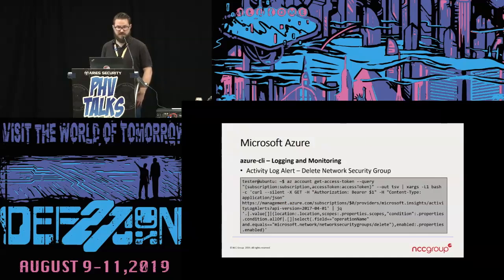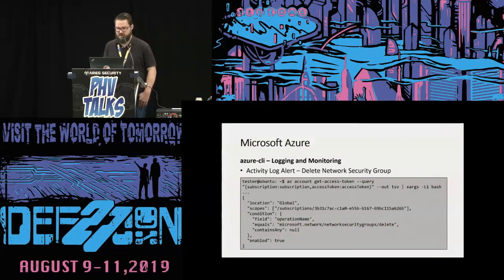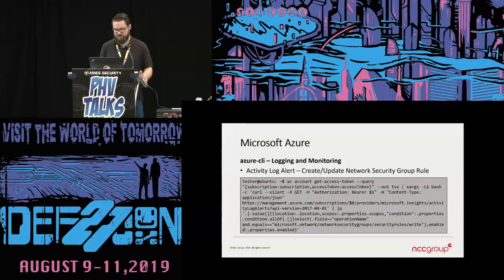So let's look and see if logging alerts are also enabled for delete network security group. Very similar command, but the action is going to be Microsoft Network Security Group's delete. So we get some output here. We see this is also set to global. The subscription is properly set, and enabled is true. So logging alerts are enabled for deleting network security groups.